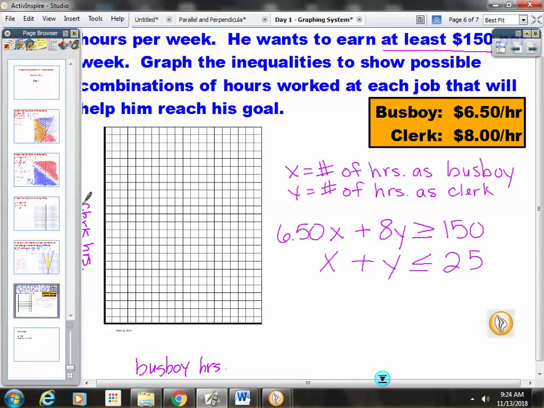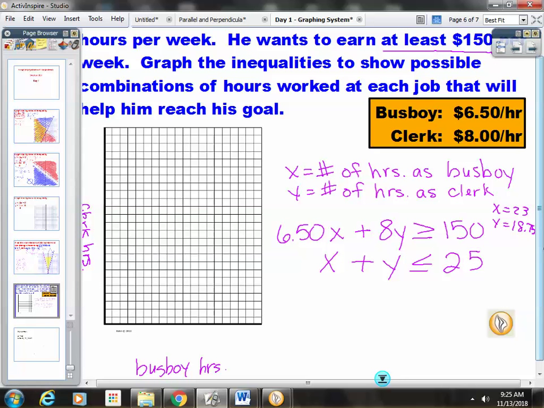For graphing purposes, I think using intercepts is probably going to be the easiest way. If I want to find the x-intercept of the first inequality, I'm going to cover up the y term. So 150 divided by 6.50. That x-intercept is about 23, so I'm just going to write it down: 23. The y-intercept, cover up x, I'm going to take 150 divided by 8. That's 18.75.